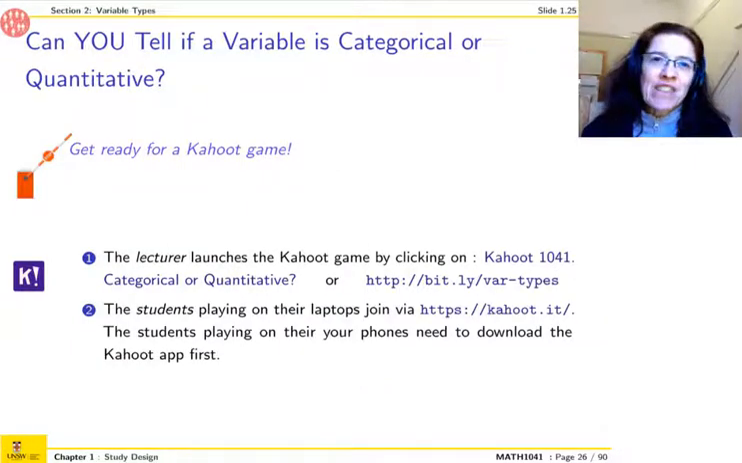And so now I gave you the definition. We're going to be practicing that, and the way to do this will be to play a Kahoot together.